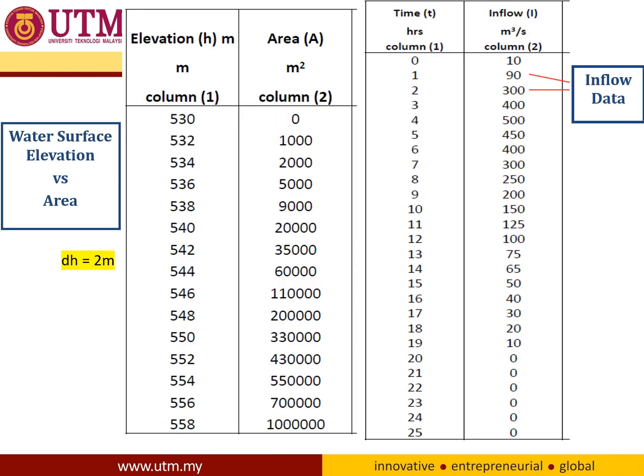So this is the data they give you: water surface elevation versus area. DH would be 532 minus 530, so DH is 2 meters. Then we get the area for each elevation, so we can calculate the volume, the storage. They also give you the inflow data. This is the inflow data, and this is the elevation versus area data.